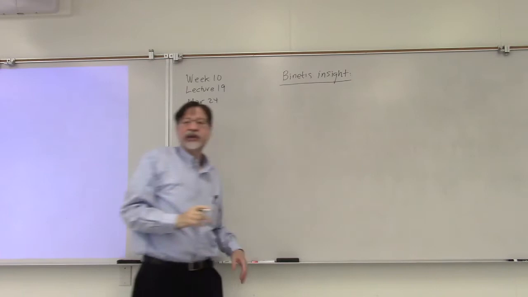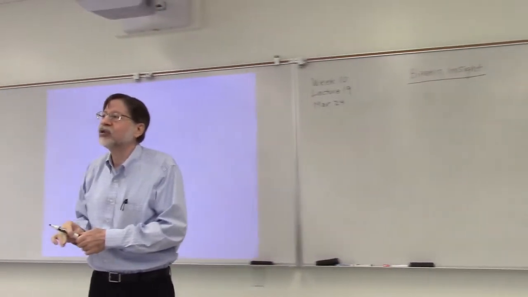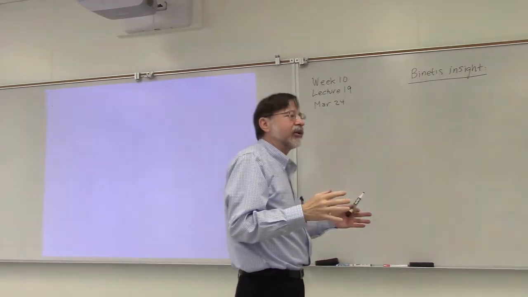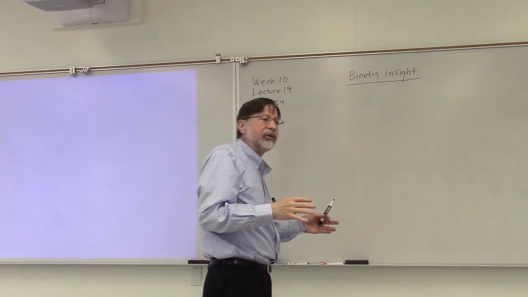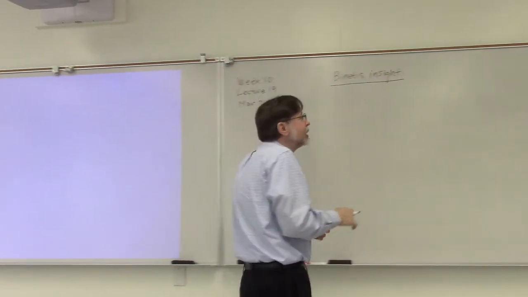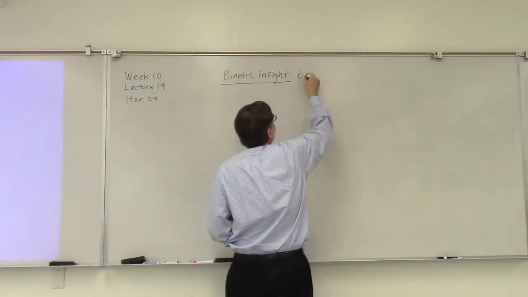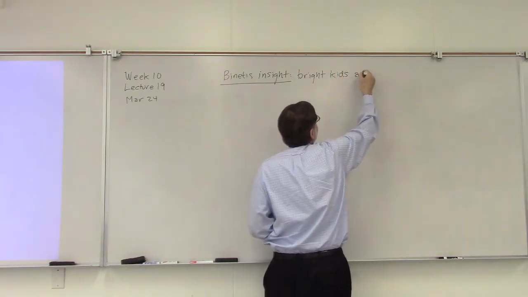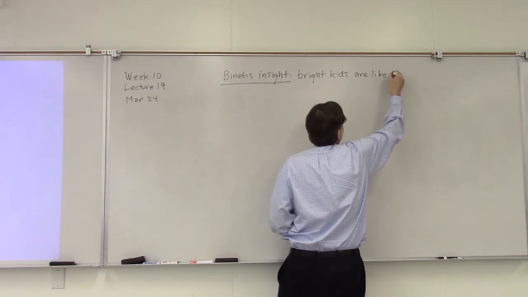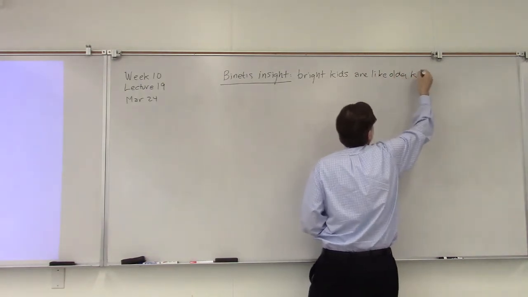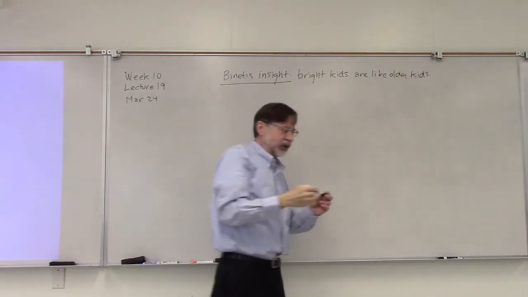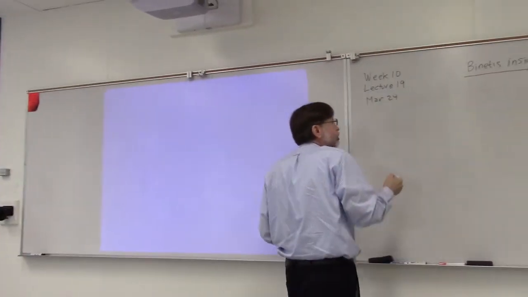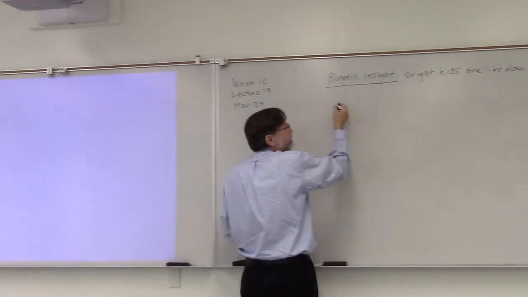If I want to predict which kids are going to do better, I should use tests that differentiate kids according to age. The bright kids are like older kids, but just at a younger age. So bright kids, the ones who are going to succeed, they're like older kids. In other words, they can do things at an earlier age. And so he picked his tests to differentiate or discriminate by age.